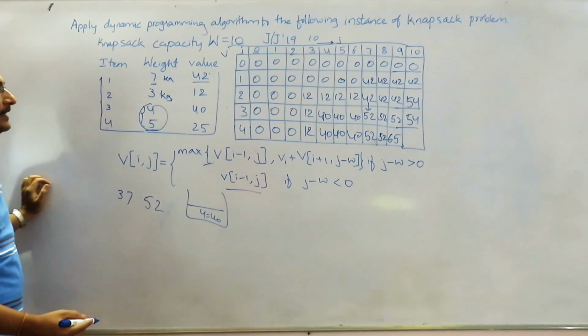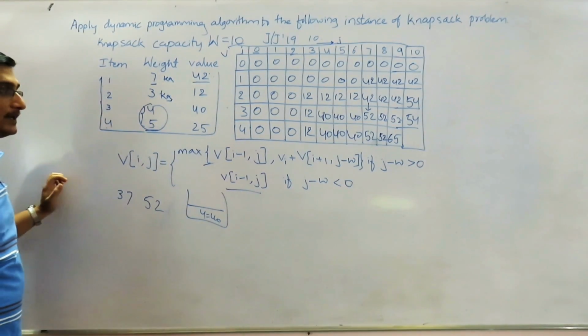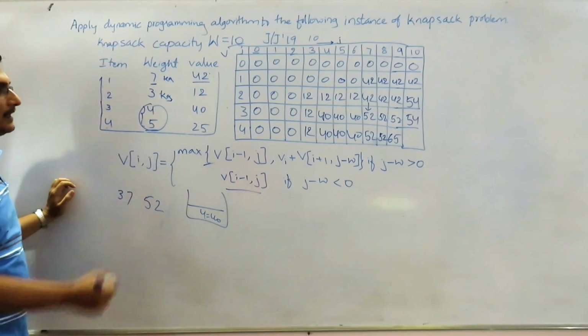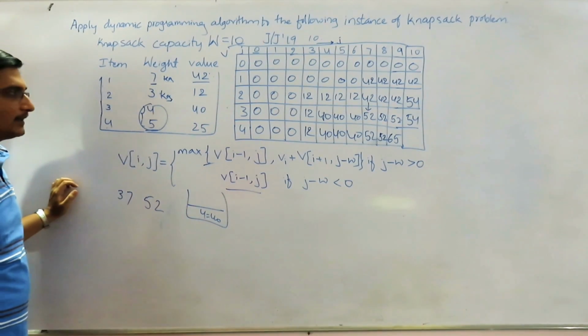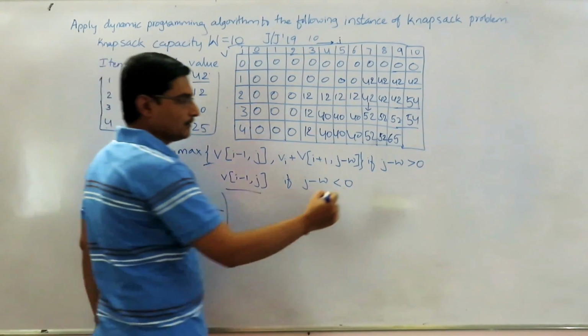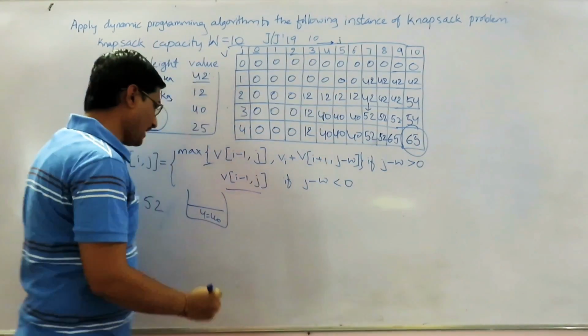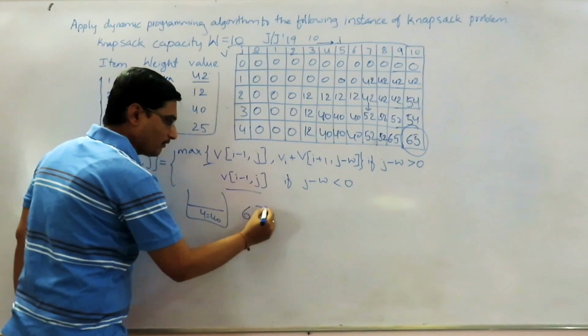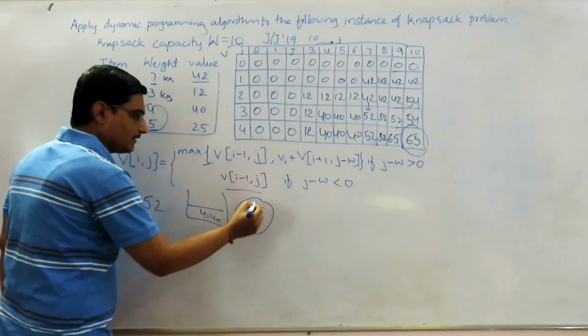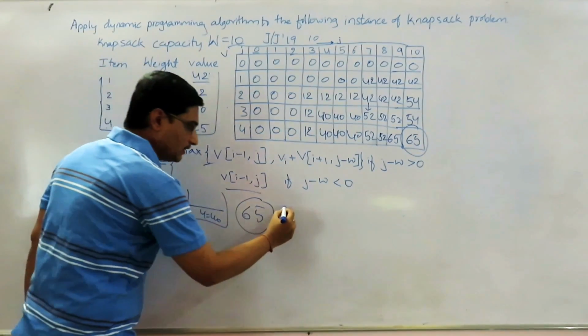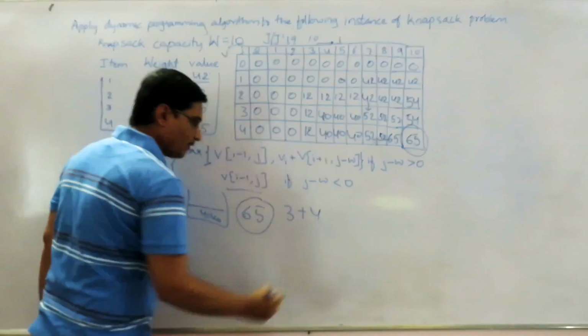Still we are remaining with 1 kg of bag, but we cannot go for any other elements because this is a 0/1 knapsack problem. So we have to go for that only. 65 is the maximum value we are getting from our knapsack with a combination of the third object and the fourth object.